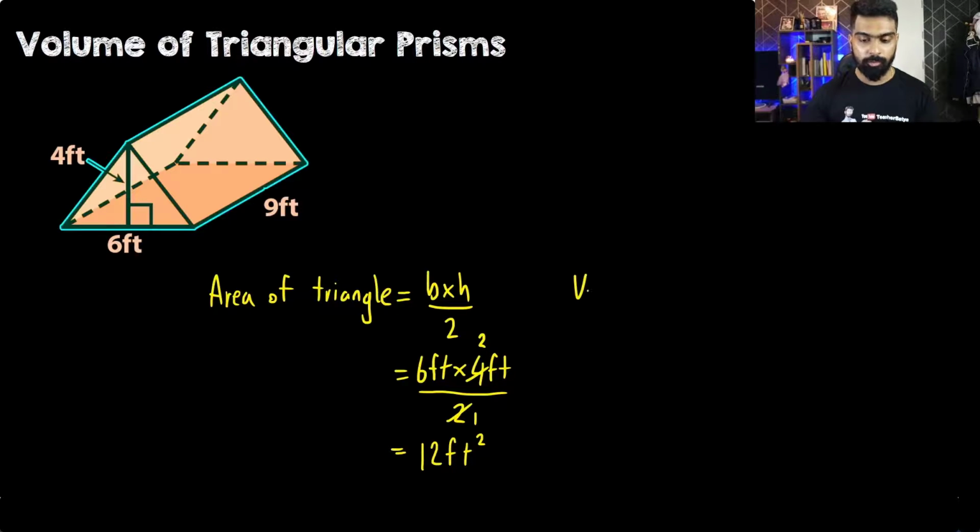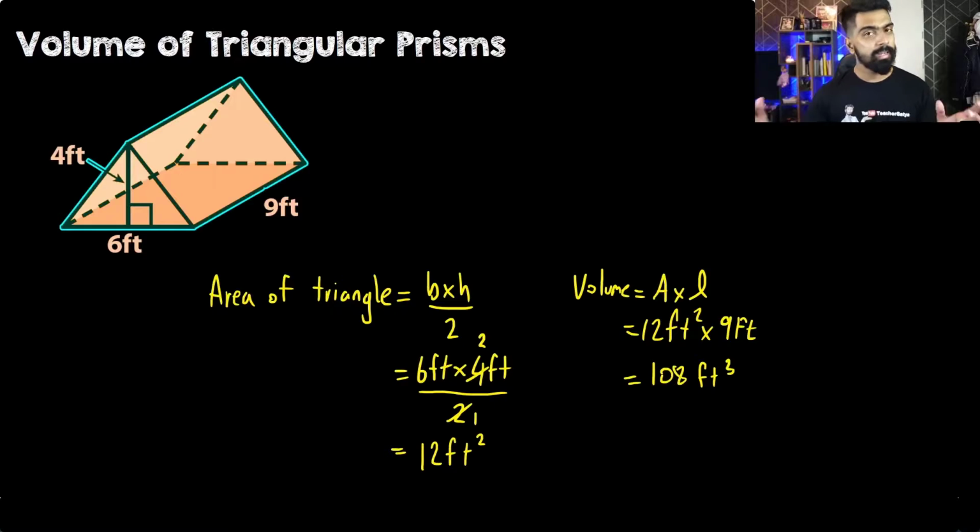Now let's go for the volume. The volume is equal to the area of the triangle multiplied by the length, right guys? So we have 12 feet square multiplied with 9 feet, which is the length, which is equal to 108 feet cube, or as you can say it, cubic feet. It's as easy as cutting a piece of pie.